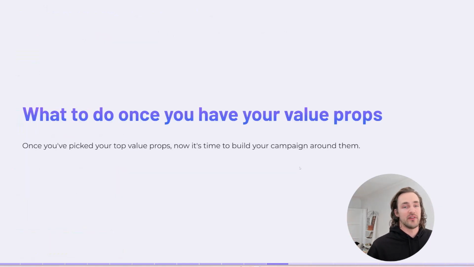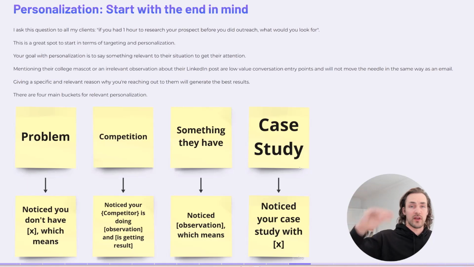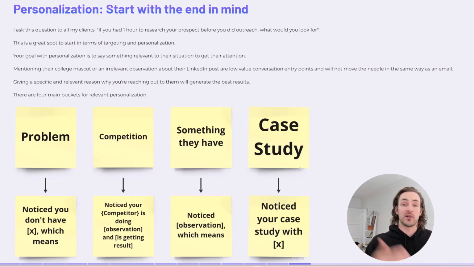So now that you have your value props, that's great. That's the first step. Now let's build your campaign around them. First thing we'll think about is personalization. And the way you do that is starting with the end in mind. I ask this question to all of my clients: if you had 1 hour to research your prospect before you did outreach, what would you look for? This is a great spot to start in terms of targeting and personalization. And your goal with personalization is to say something that's relevant to their situation so you can get their attention.